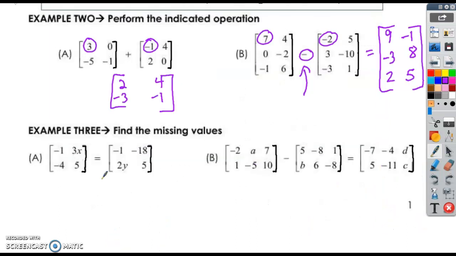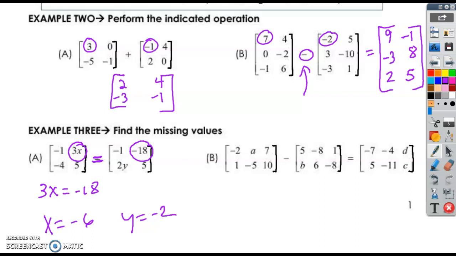Now, in example 3, you're asked to find missing values. Well, we know this term right here, 3x, is equal to, there's an equal sign in between here. These matrices are the same. So negative 3x corresponds to the same place as negative 18. So we're just going to solve for x and say, if negative 3x should equal negative 18, what does x equal? So x equals negative 6 and y equals negative 2.